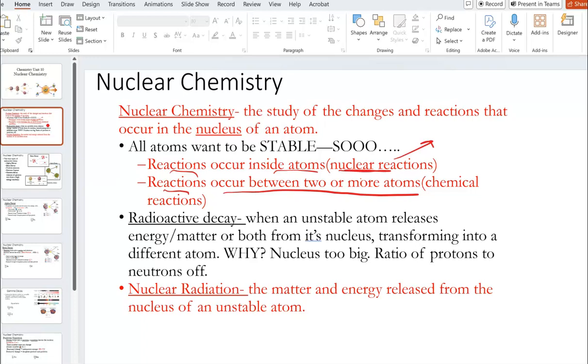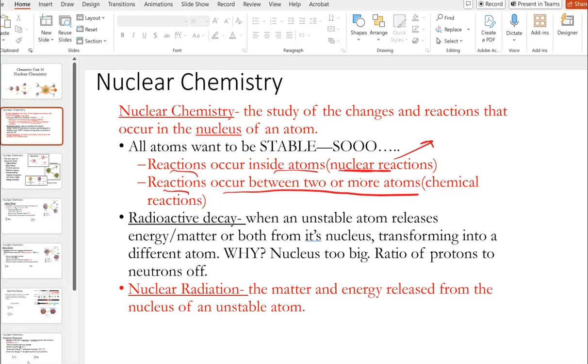Radioactive decay is when an unstable atom releases energy or matter, or both, from its nucleus, transforming it into a different atom. A lot of times they'll call radioactive decay transmutation, because you have a certain isotope and then the nucleus decays, and it turns into a more stable isotope.